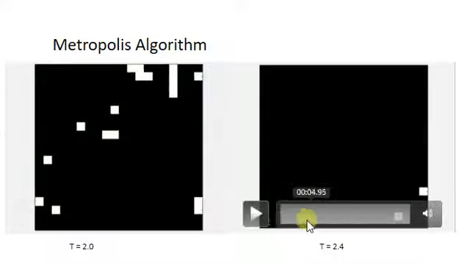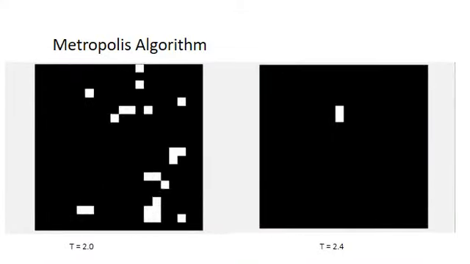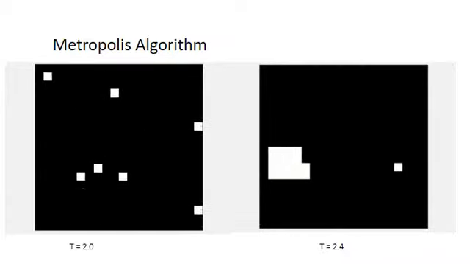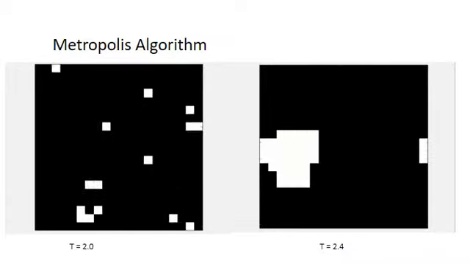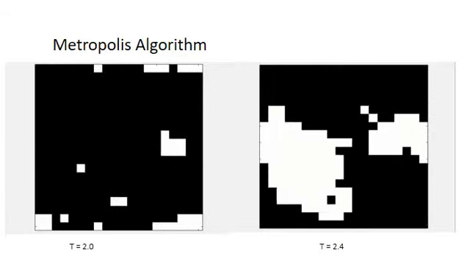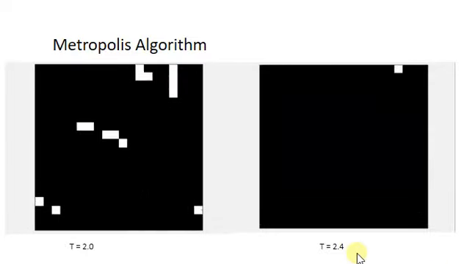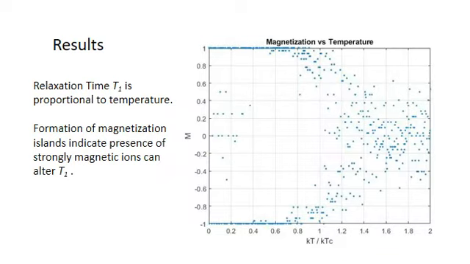Here you can observe two different temperatures, where spins are relaxed or randomized due to the temperature, where black squares represent spin up and whites are spin down. You can already tell that for the low temperature, relaxation is much slower. Our results are as follows. Relaxation time T1 is proportional to temperature. Formation of magnetization islands indicates the presence of strongly magnetic ions, which can alter T1.